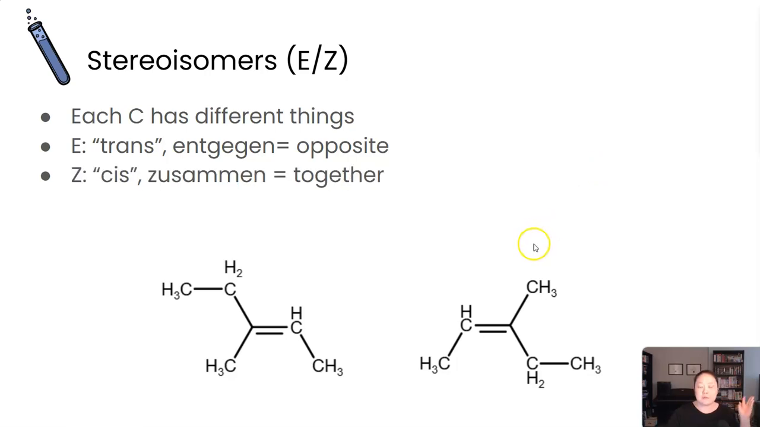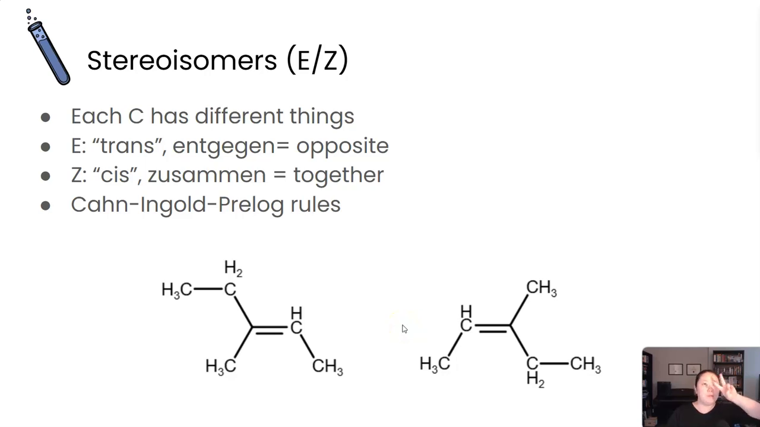And then Z is when you have both of them being on the same side, and so it's the equivalent of the cis. The rules that you use to determine what the biggest groups are are based on the Cahn-Ingold-Prelog rules, which I'm not going to go into because I'm not going to make you name any EZ stereoisomers.